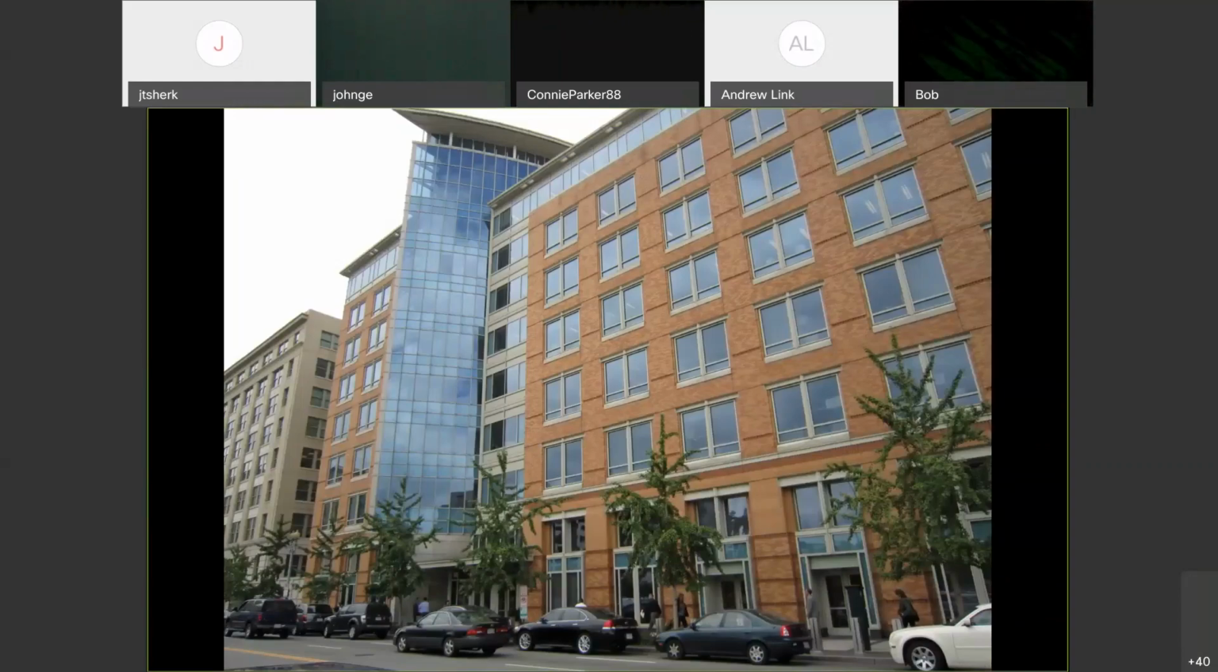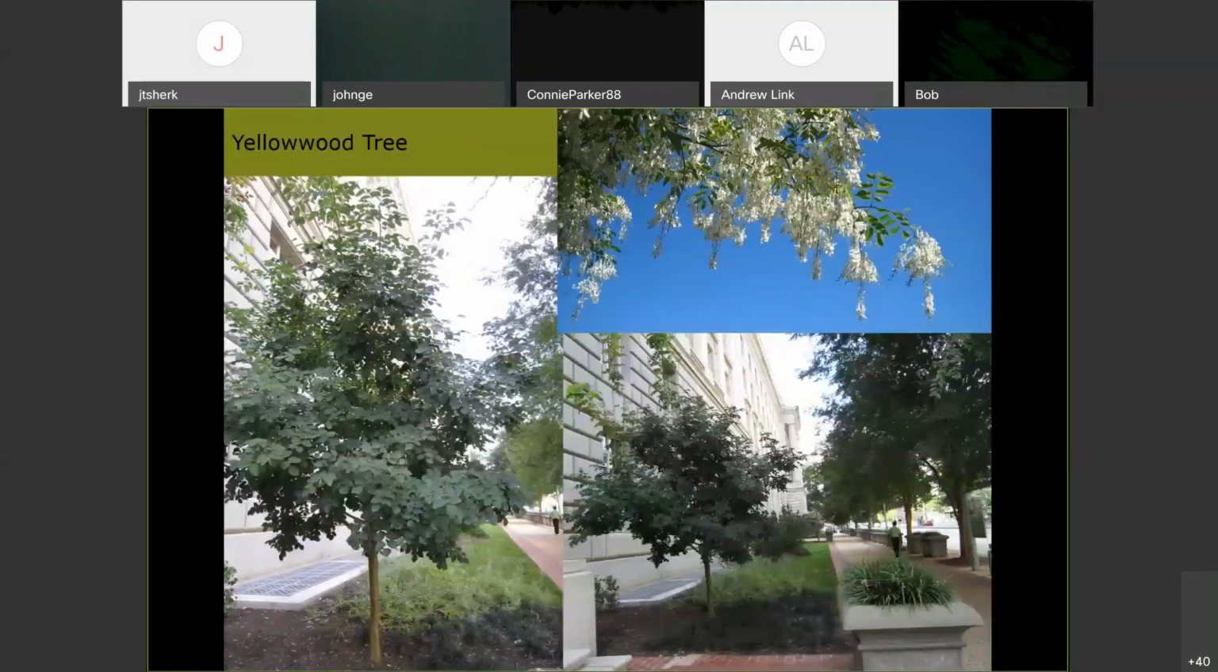So the ginkgo is almost entirely free from insect diseases and is very good in the urban environment. Not to mention this lovely form that it has, and the fact that it has beautiful yellow leaves that somehow magically decide to all fall off at one time and create this amazing yellow blanket underneath. So very cool urban tree.